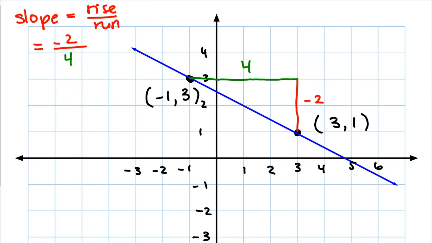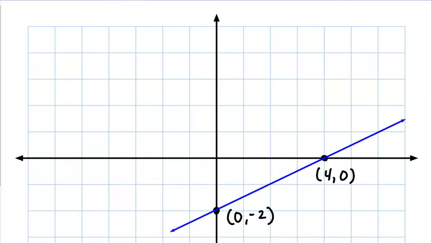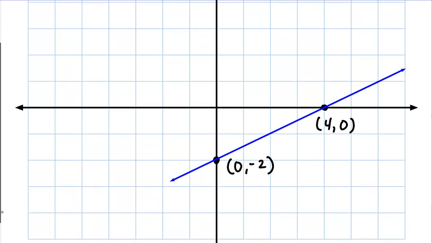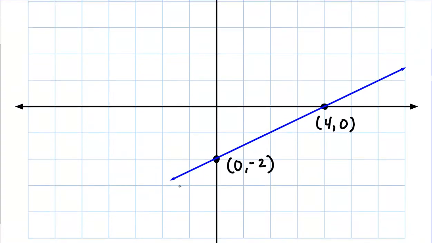Now when we write slope, we always want to write it in our simplest form. So our answer is just going to be -1/2. And that is the slope of this line. Let's look at another one. We see here that this line, unlike the other one, is rising from left to right. So we know that this is going to have a positive slope.